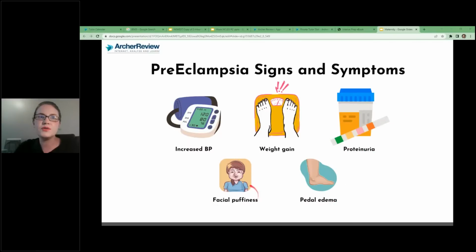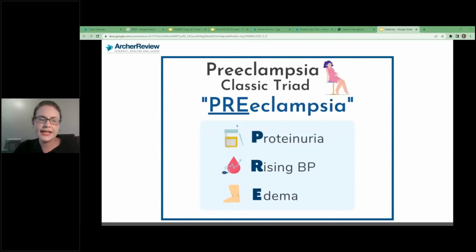That's why women with preeclampsia don't just get swelling of the lower extremities. They get swelling everywhere. They get puffy round faces, especially around the eyes. Their hands get really tight and puffy. So definitely, these patients get really sick. And the classic triad spells out the mnemonic PRE: proteinuria, rising blood pressure, edema. Those are the three features with preeclampsia.